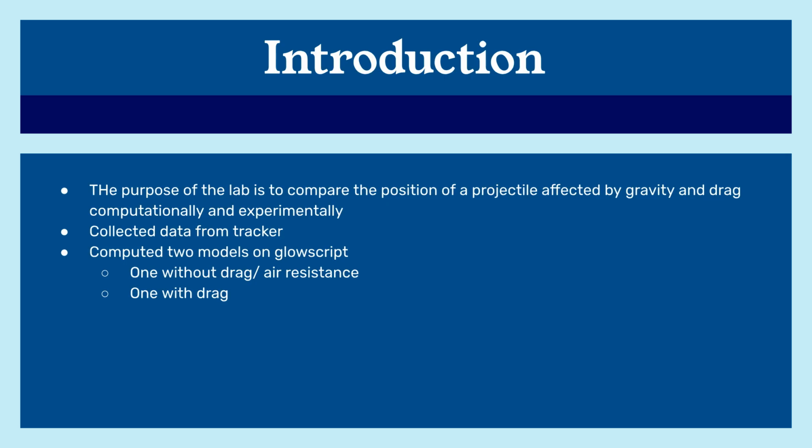So for the introduction, the purpose of this lab is to compare the position of a projectile affected by gravity and drag computationally and experimentally. We collected data from the Tracker app, and we also computed two models on GlowScript, one without drag or air resistance, and then one with drag. And overall, we evaluated and analyzed the motion of a thrown paper ball while in lab.